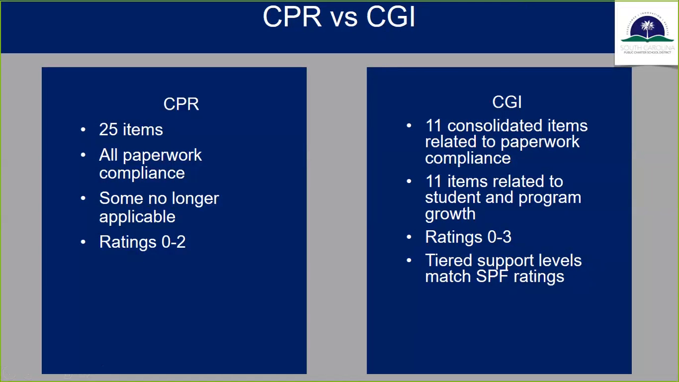The CGI takes those 25 items, or what was left of them, and condenses them into 11 items that are related to paperwork compliance. And then there are 11 items that are related to student and program growth. The ratings now match the SPF, so you can get a 0, 1, 2, or 3. And then there are tiered support levels that also match your SPF. So we tied together what would be good standing, caution, and breach.